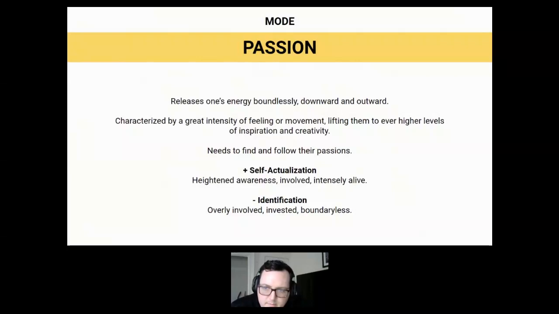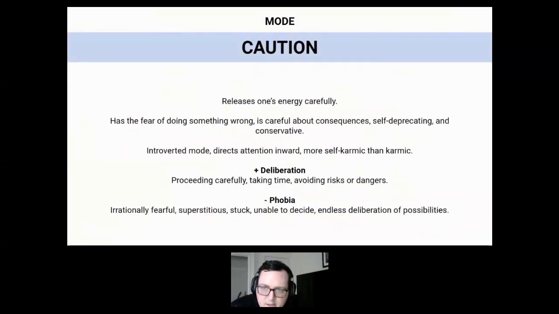So that's passion mode. Next one is caution mode, which is the ordinal expression mode. It aligns with the artisan. It's a natural overleaf of the artisan. And with this mode, you release your energy carefully. There could be a fear of doing something wrong. You'd be careful about the consequences of your actions, self-deprecating, and conservative. It's a more introverted mode. It directs attention inward, and it's more self-karmic than karmic.